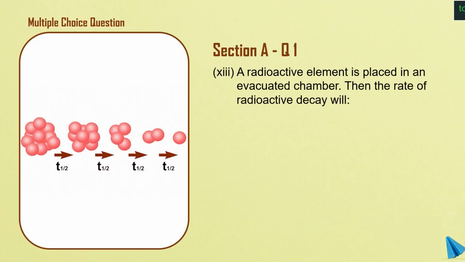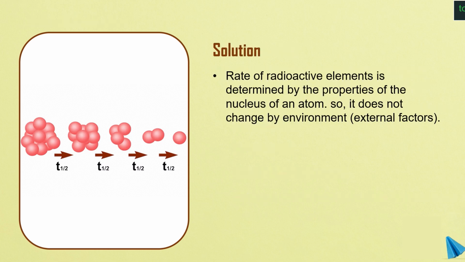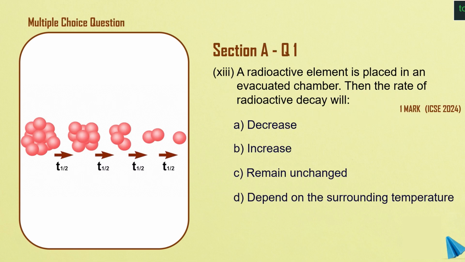Let's have a look at the next question. It says, a radioactive element is placed in an evacuated chamber. Then the rate of radioactive decay will decrease, increase, remain unchanged, or depend on the surrounding temperature. Let us see the solution. Rate of radioactive decay is determined by the properties of the nucleus of an atom. So it does not change by environment, that is external factors. That is, it remains unchanged.